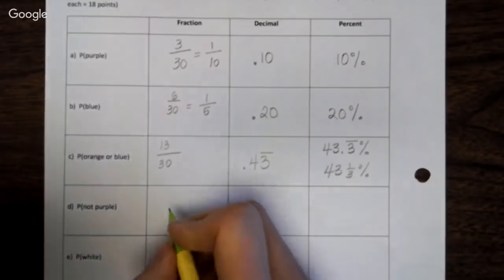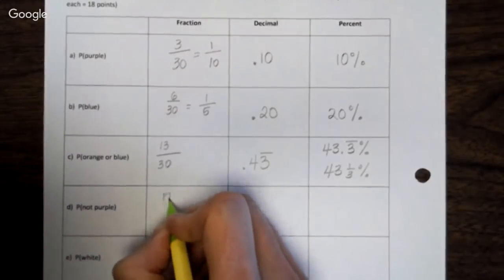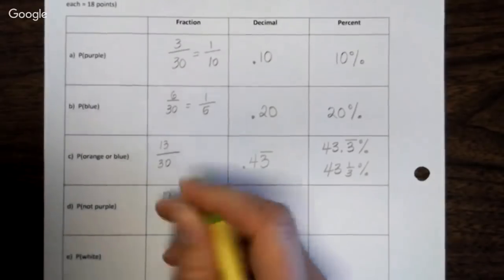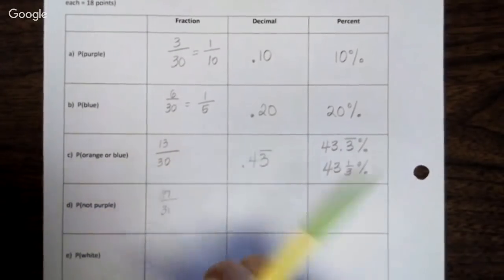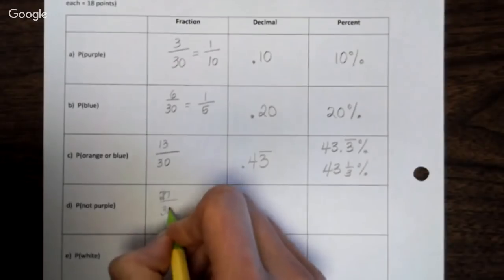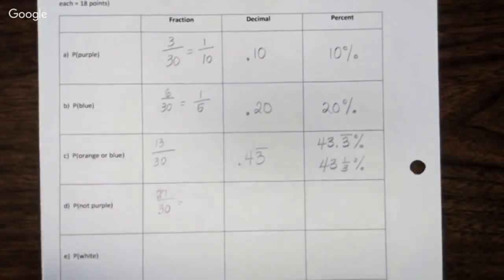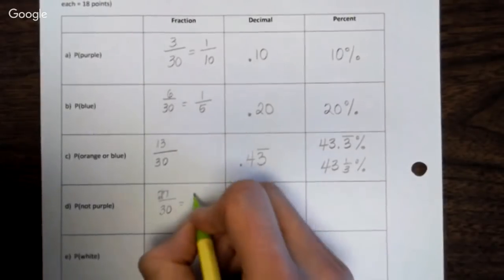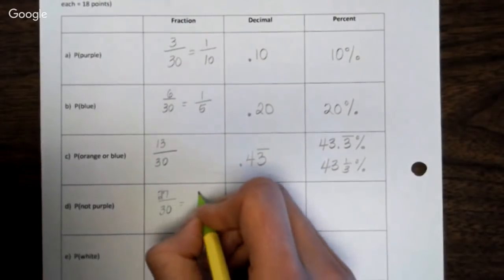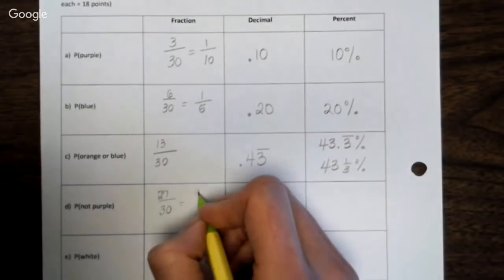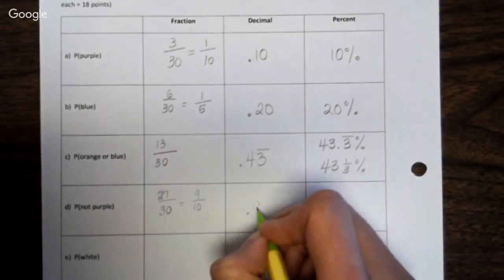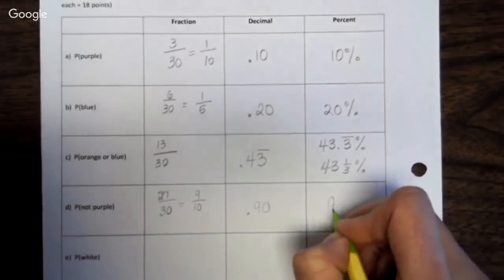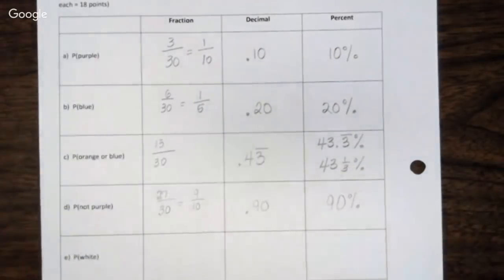All right, not purple. So how many are not purple? Well, there are 17 out of the 30. Oh, I'm sorry, I subtracted that wrong. Let's try that again. 27 out of the 30 that are not purple. So 27 divided by 30. This fraction actually reduces. Let's divide by 3, and you get 9/10, which is 0.90 or 90%.